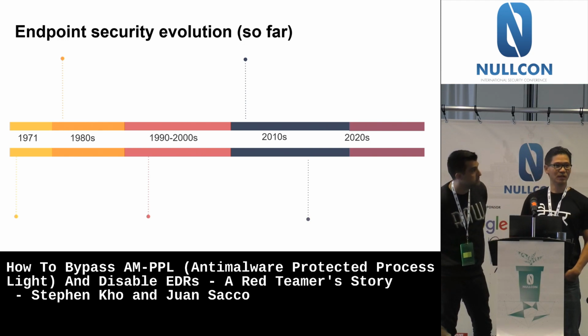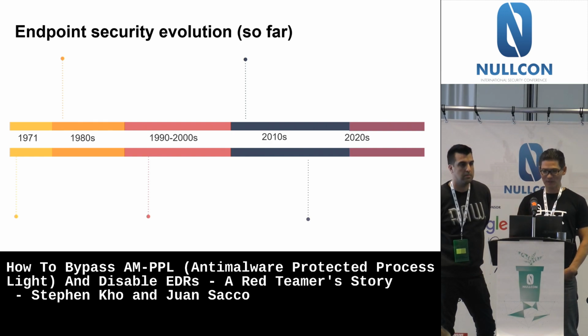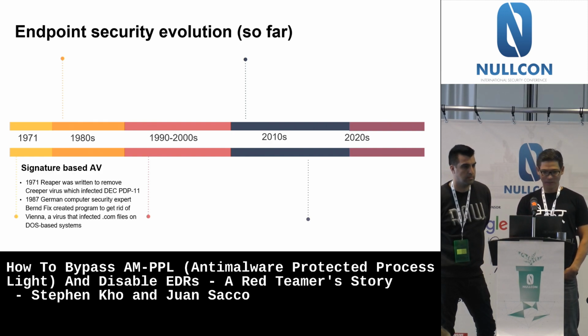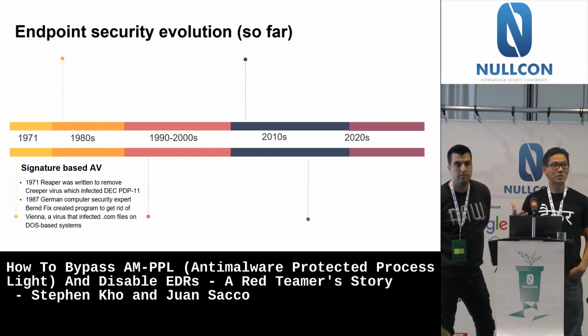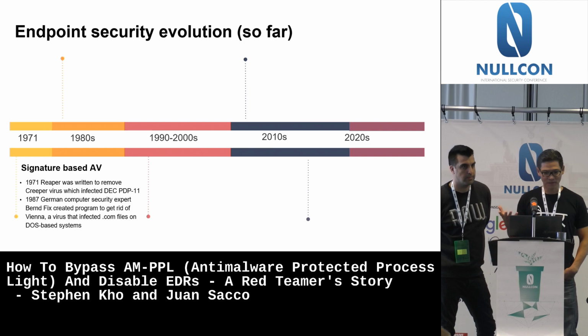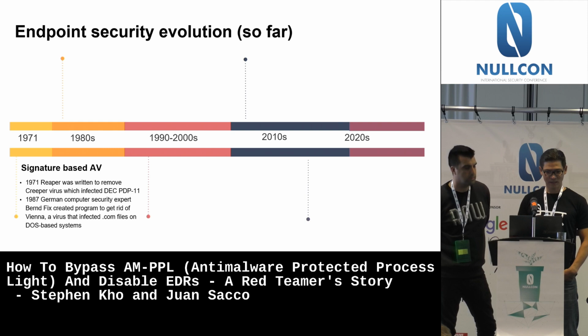Endpoint security evolution. There's a bit of a historical walkthrough just to get everyone on the same page. Back in the 70s, we started with signature-based antiviruses. I think the first one that's been attributed to Bernd Fix, the German hacker who wrote the first antivirus to detect infected .com files, called Vienna. So that's when that started.